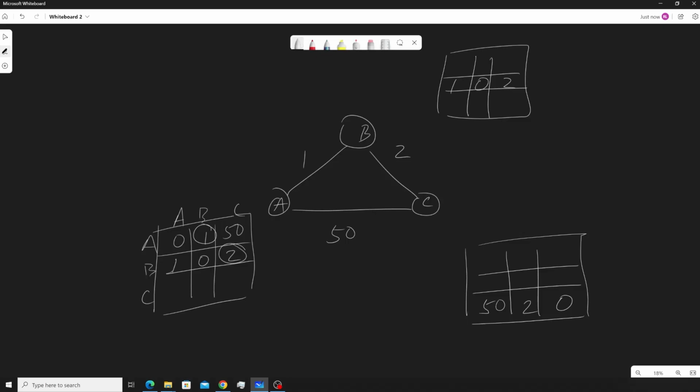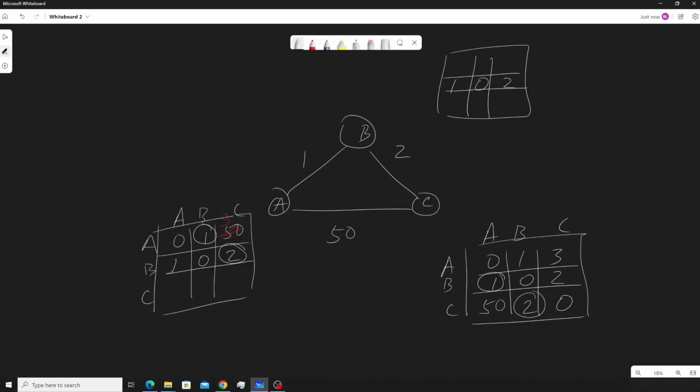In the same regard, if we advertise over here, then because B can get us to A with a cost of 1, and C can get us to B with a cost of 2, this one also can be computed down to 3.